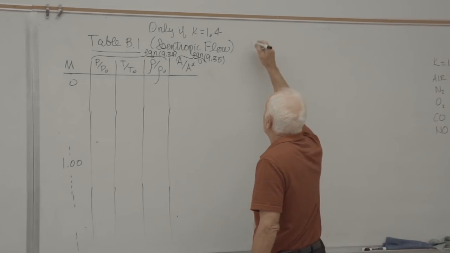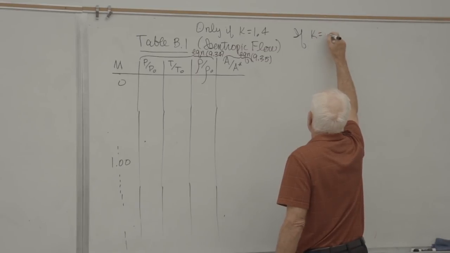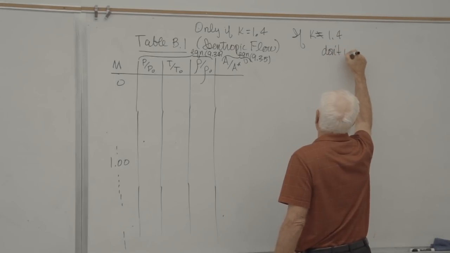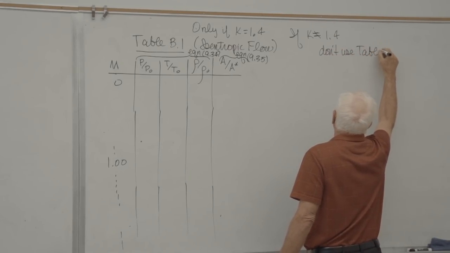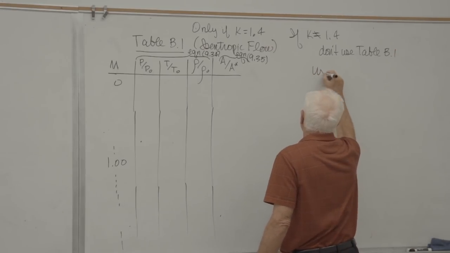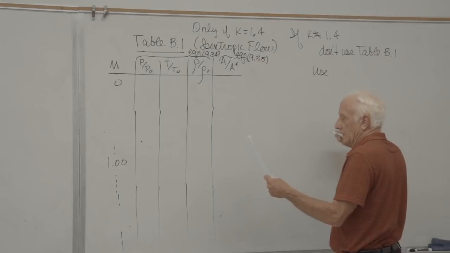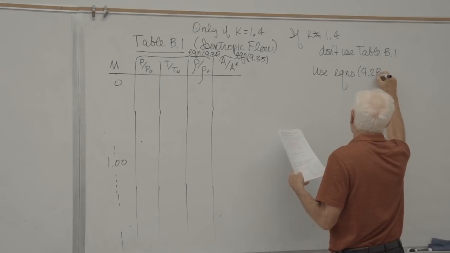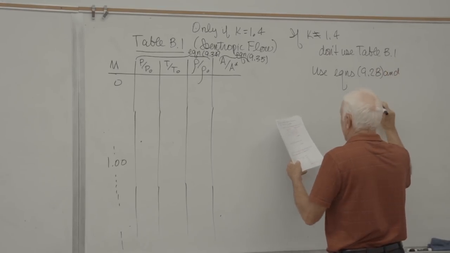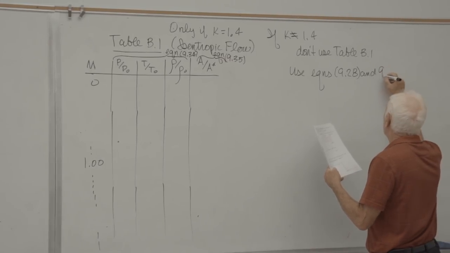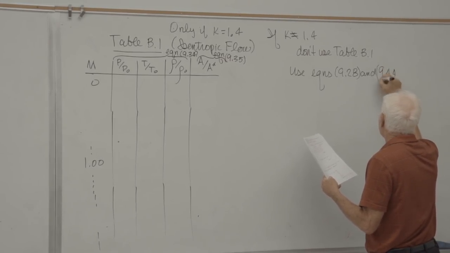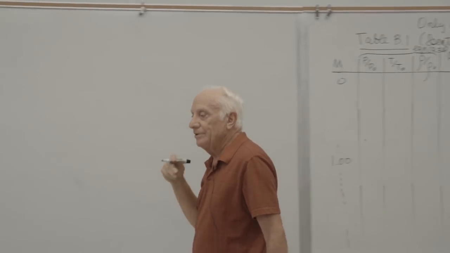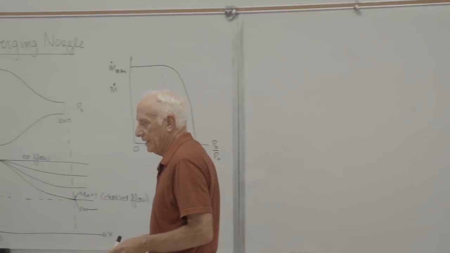What if K is not 1.4? Don't use table B1. Use equations 9.28 and 9.44. Those have K in them. So if K is not 1.4, you've got to use those equations. You can't use the table.